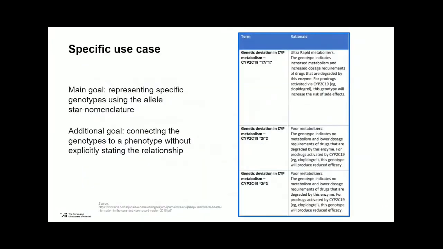So this is our specific use case. The main goal was to represent specific genotypes using the allele star nomenclature. And an additional goal was to try to connect these genotypes to the phenotypes that they often lead to without explicitly stating the relationship with an ISA relationship.